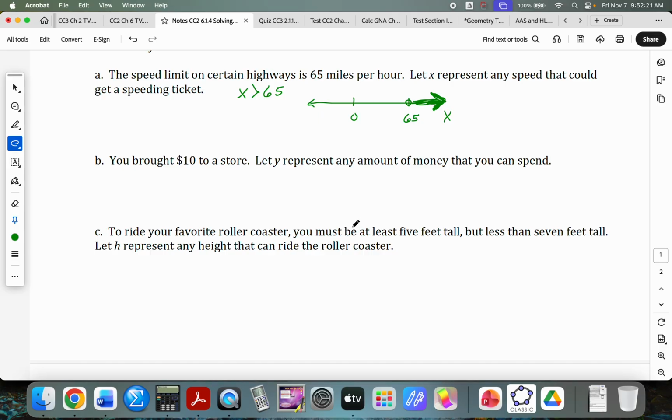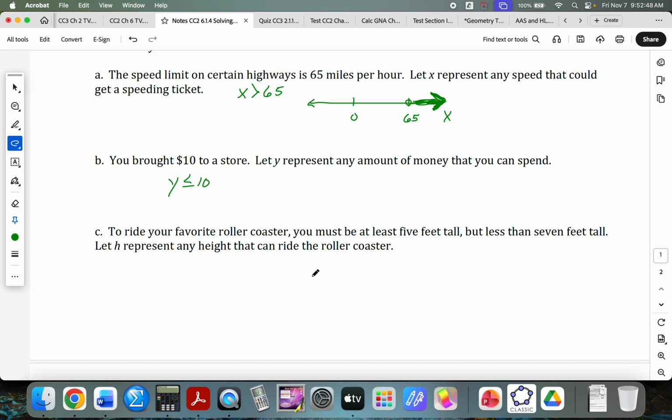Yes? It's 10 is greater than or equal to Y. You're close, but not quite. So a lot of people will say Y is less than or equal to 10. And that's partially true.